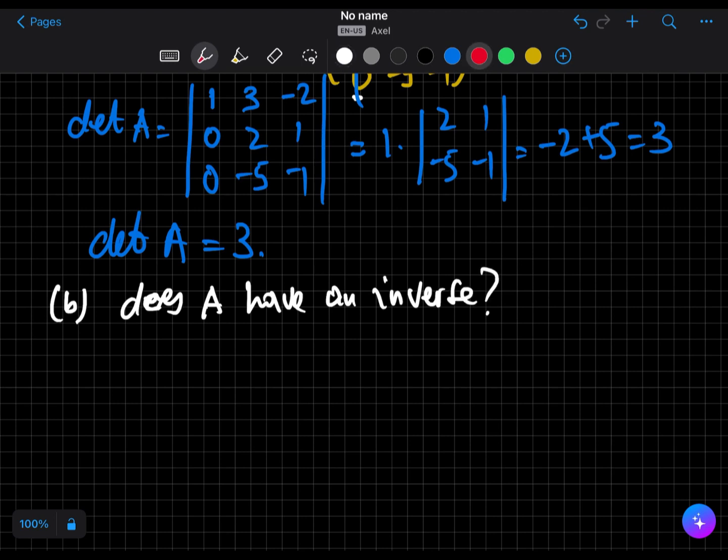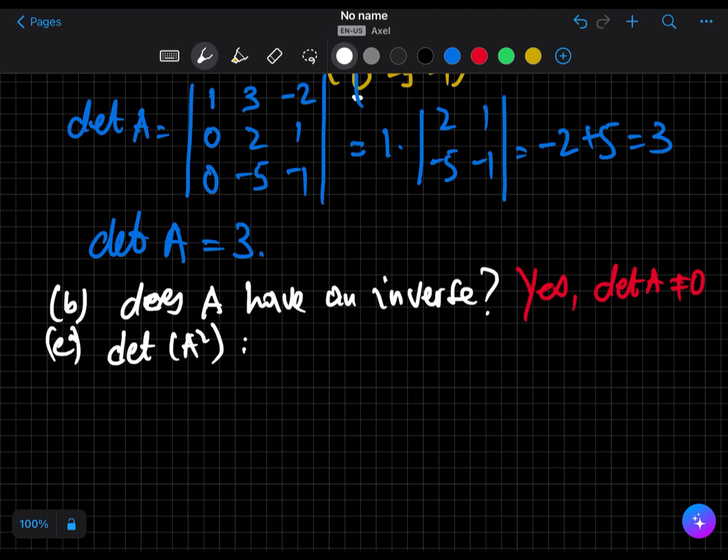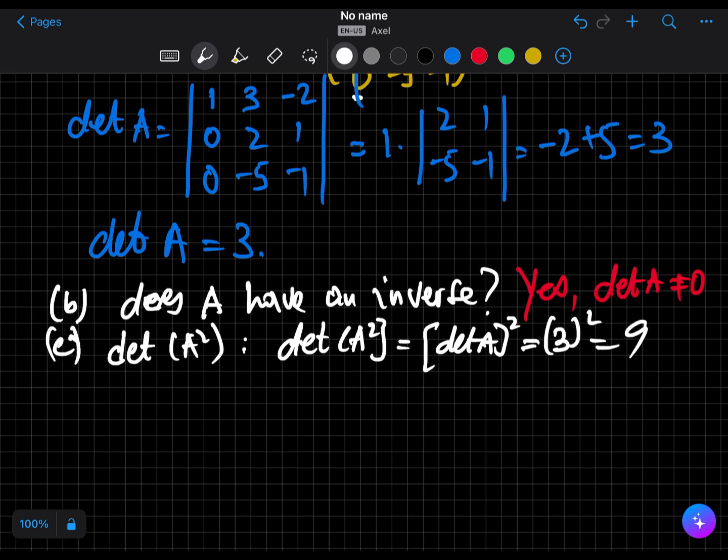So the next question, at B, is: does matrix A have an inverse, right? We can give a quick answer. A quick answer is yes. Why? Because determinant of A is not 0, right? And then in question C, you are asked to find the determinant of A squared, right? And we saw that before, using the property that determinant of A squared is equal to determinant of A all squared, right? Which is 3 squared, which is 9.